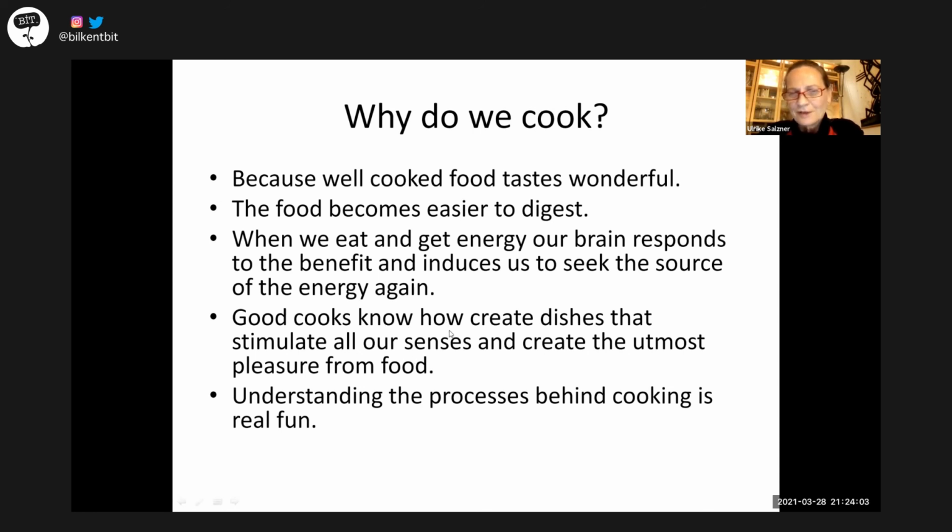Good cooks, of course, they know how to create dishes which stimulate all our senses and give us the utmost pleasure. Usually a cook says you have to stimulate all the senses for sweet, sour, savory, which is the umami flavor of meat, which is amino acids. And if you make this in the right mixture, the food is just heaven. And understanding these processes behind cooking, I think, is real fun for the chemist to research. And with that one, I have actually concluded everything I had prepared for today.